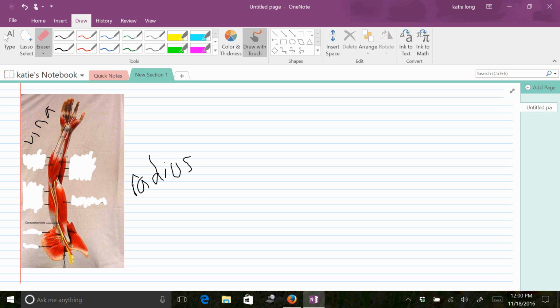Okay, so on the ulnar side, we're going to have our flexor carpi ulnaris. Okay. Just next to the flexor carpi ulnaris, we have our palmaris longus. Okay. Lateral to the palmaris longus, we have the flexor carpi radialis.